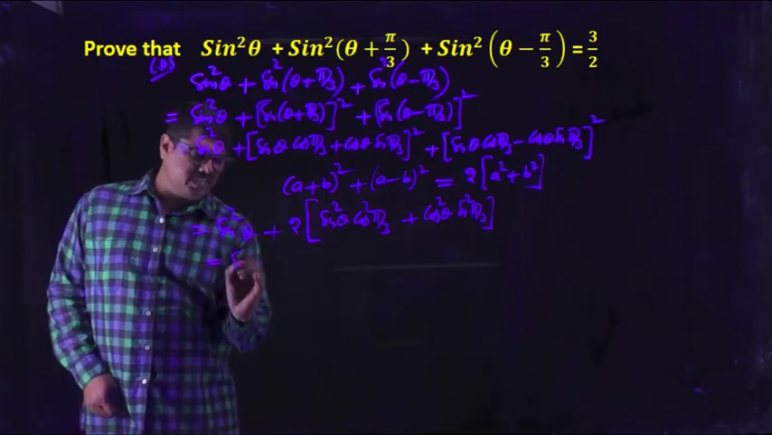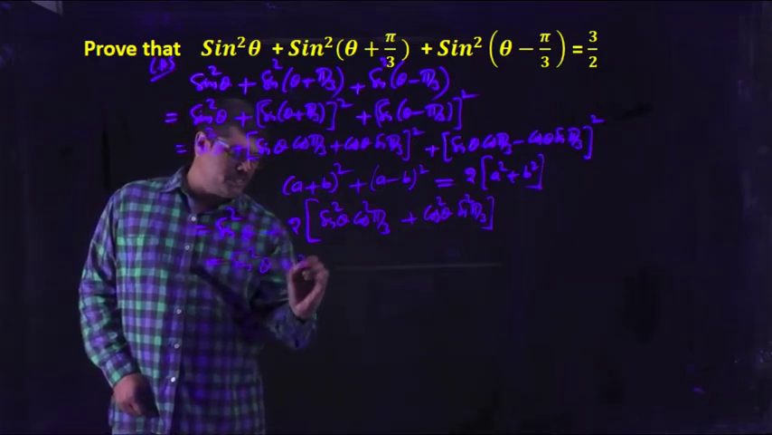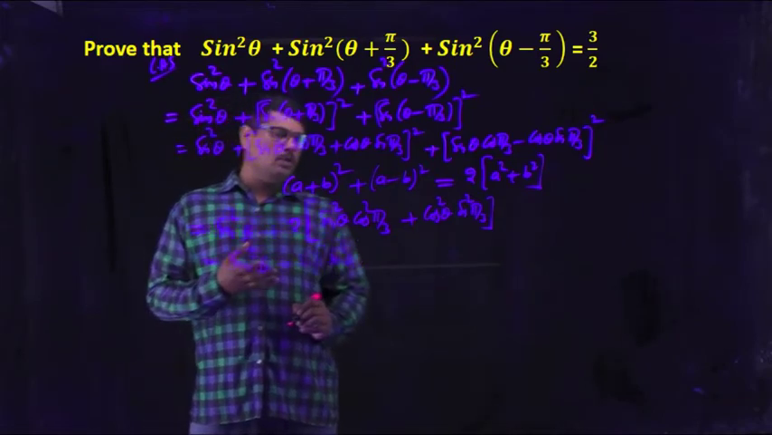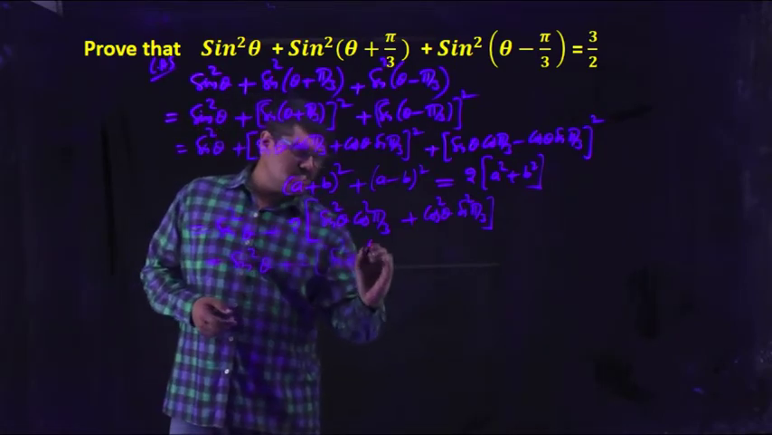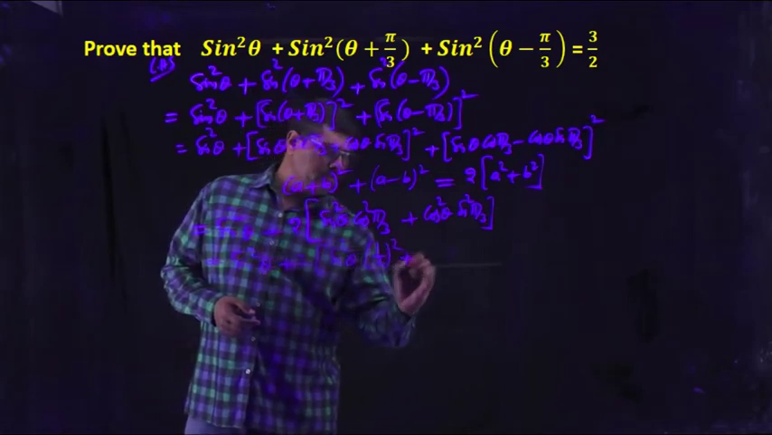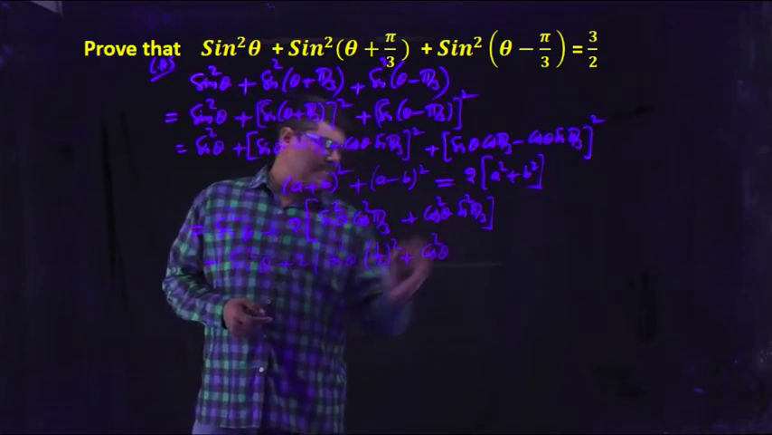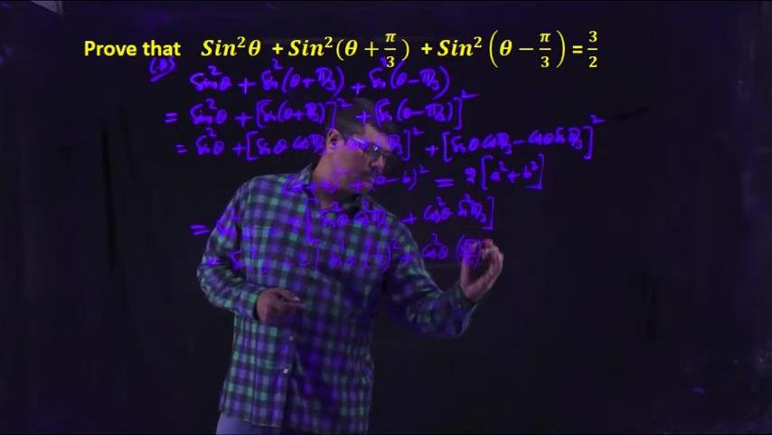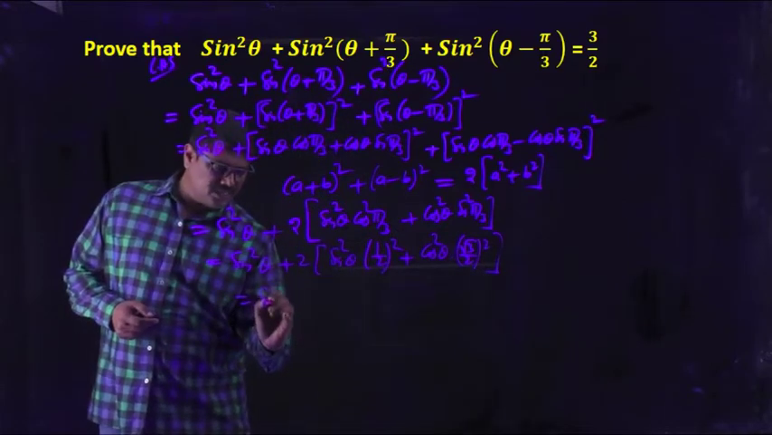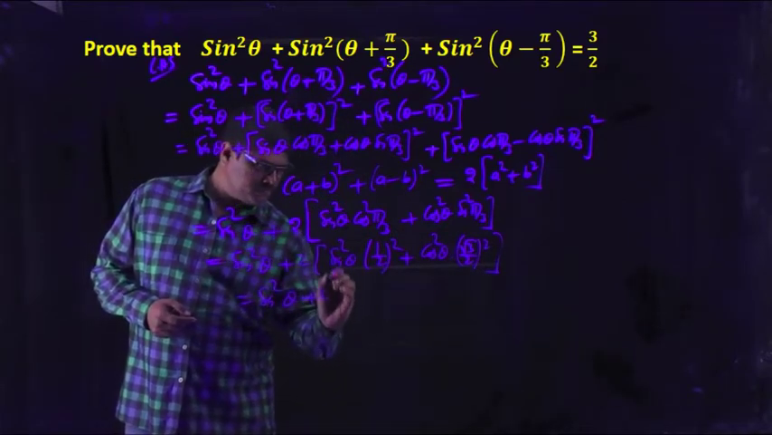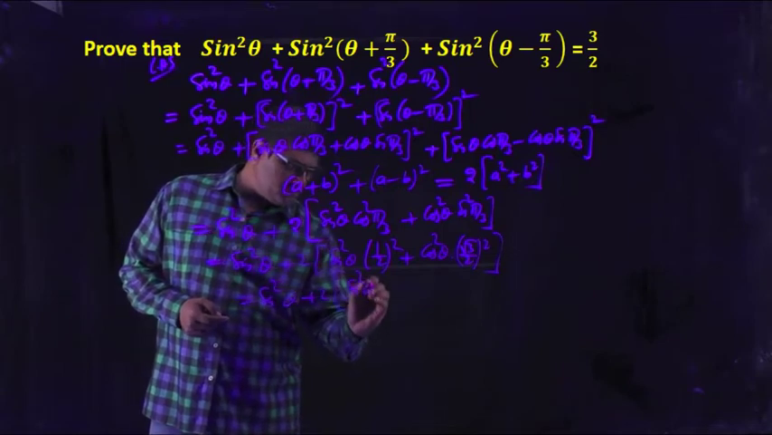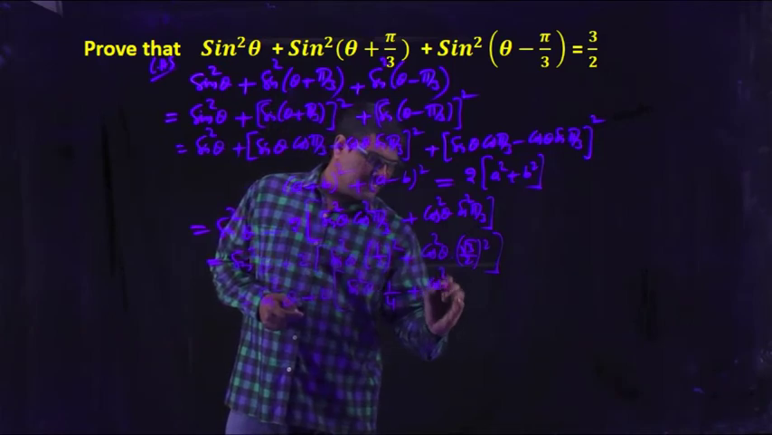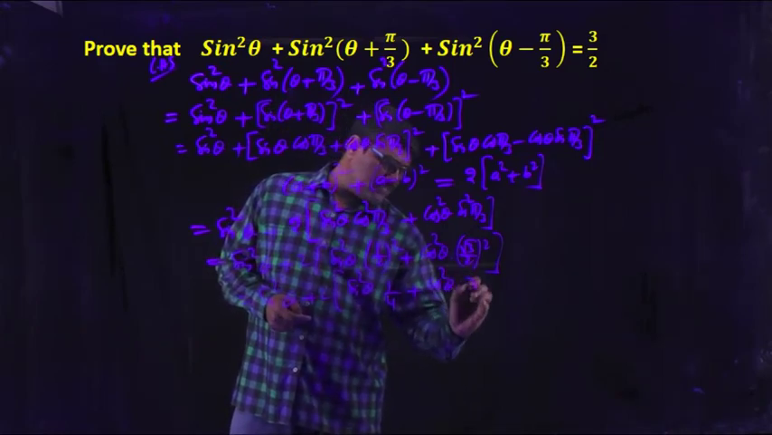Now doing simplification, sin square theta plus 2 into sin square theta, cos pi by 3. We know pi by 3 is 60 degrees. Cos 60 is 1 by 2 whole square, cos square theta, plus sin pi by 3. Sin 60 is root 3 by 2 whole square. So which is equal to sin square theta plus 2 into sin square theta into 1 by 2 whole square, which is 1 by 4, plus cos square theta into root 3 by 2 whole square, which is 3 by 4.